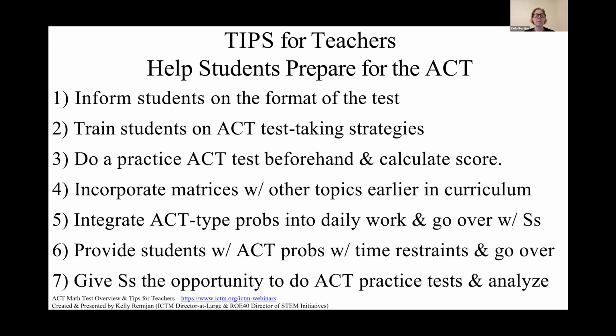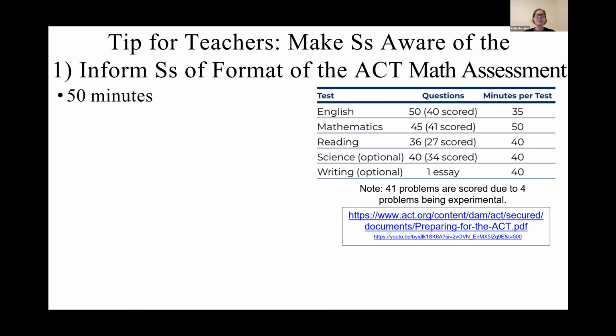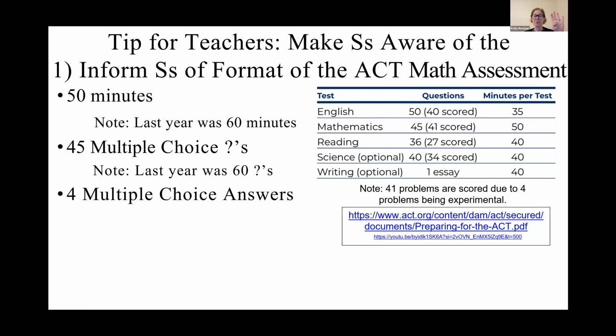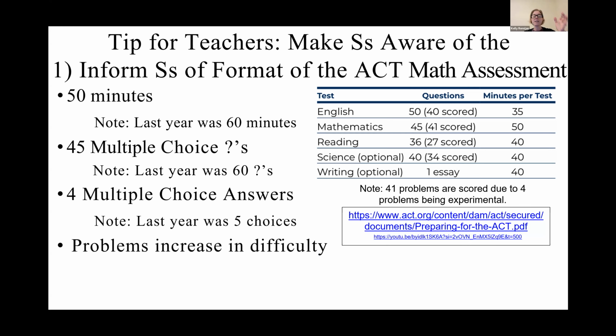So first of all, the ACT this year is 50 minutes compared to 60 minutes in the past. There are only 45 multiple choice questions compared to 60 in the past. There are 4 multiple choice answers instead of 5. And in this case with the ACT, the problems are going to increase in difficulty, starting off with easy, medium, and finishing with the high level, more difficult expert level questions, but still doable. And I'm going to show you some things that you can do to help your students.